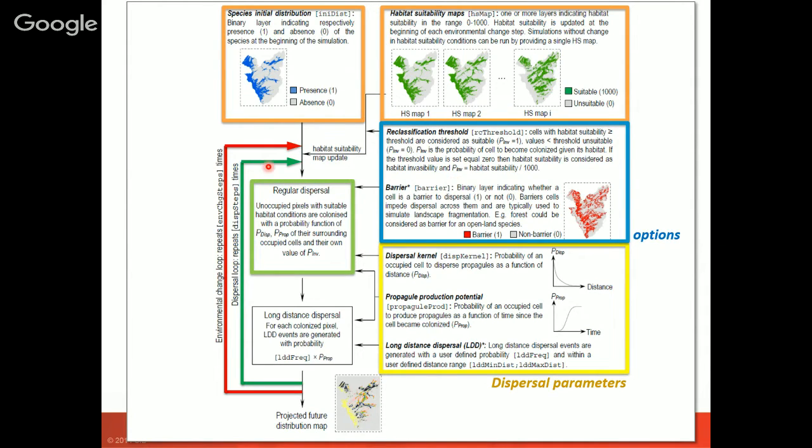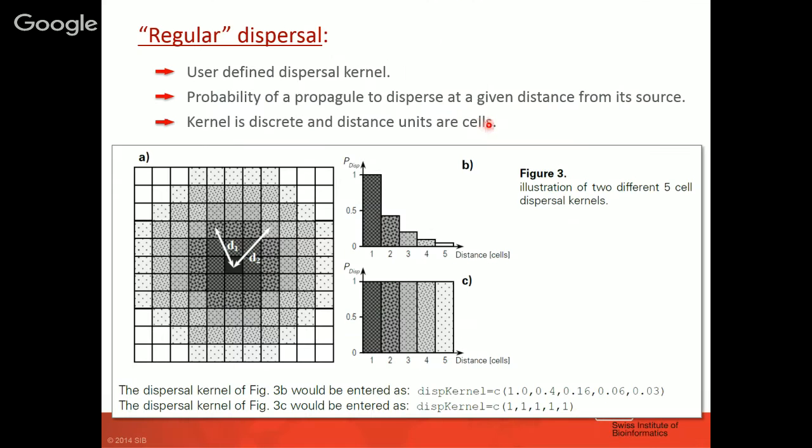But the most important point that I want to make on this slide is that the dispersal is divided in two kinds of dispersal. So you have a regular dispersal and you have long distance dispersal. So what is the difference and why do we have these two kinds of dispersal? So first you have a regular dispersal.